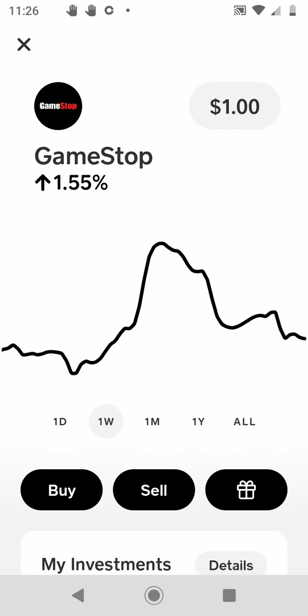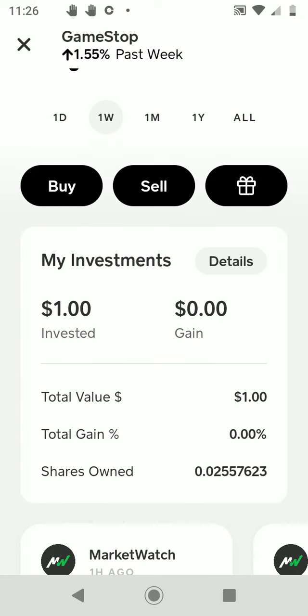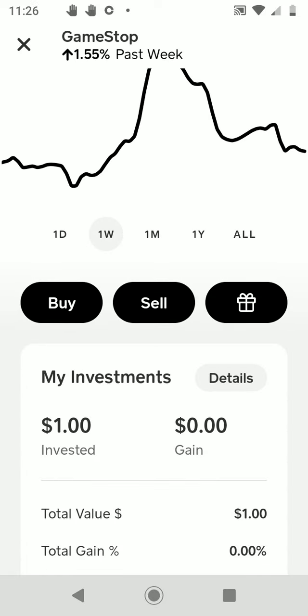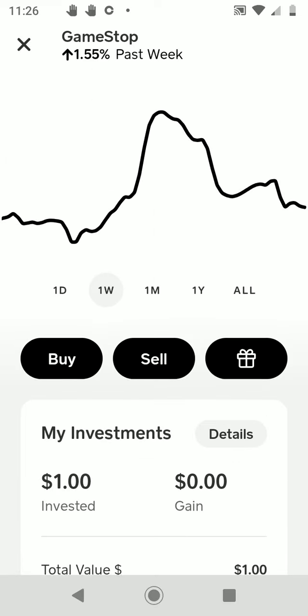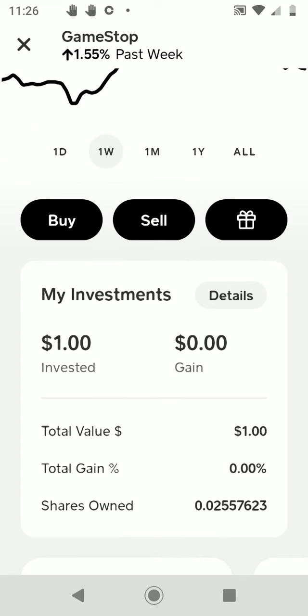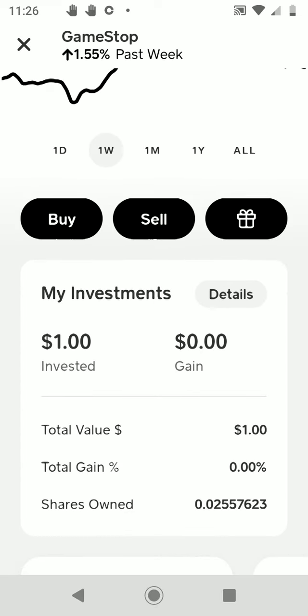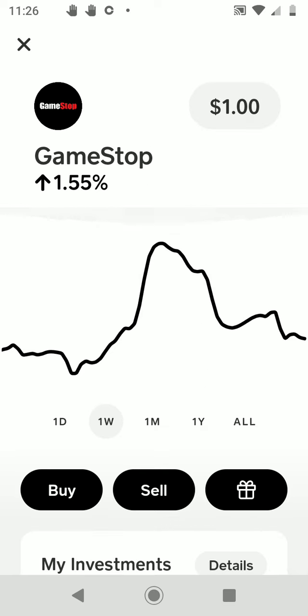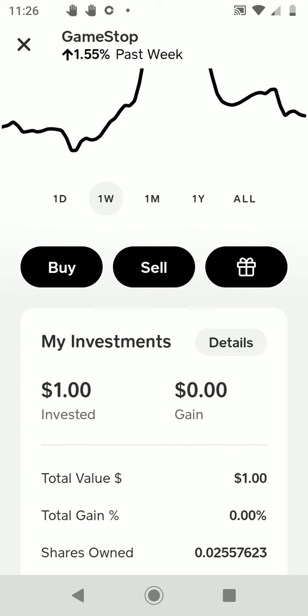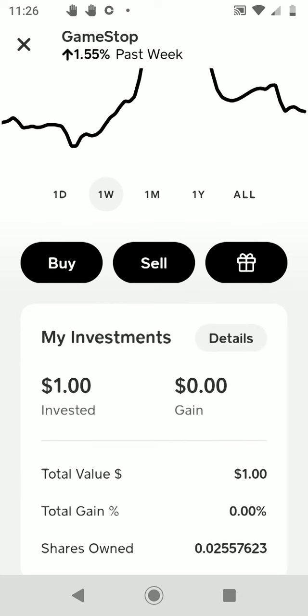All right, so what I do sometimes is I'll invest $1 in a stock. That's not to trade or make money. What I do is it allows me to keep a close eye on the movement of that stock and the percentages that it goes up or down throughout the course of a day, and then I can make a decision on whether I want to trade it or not.